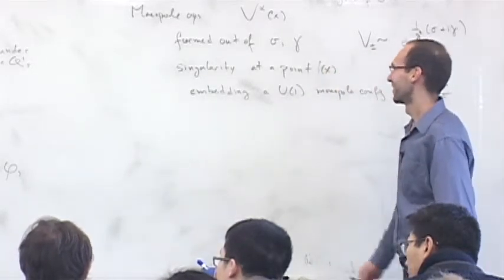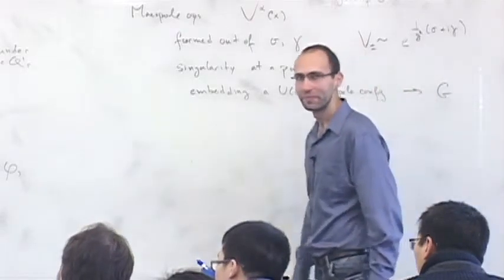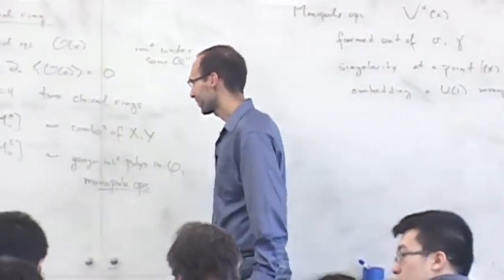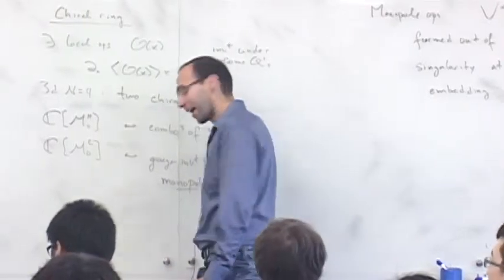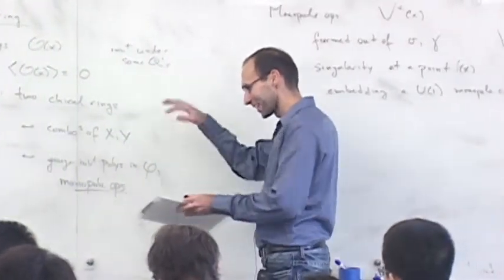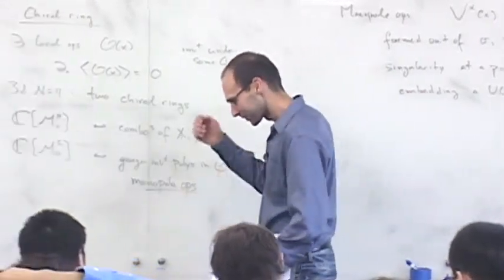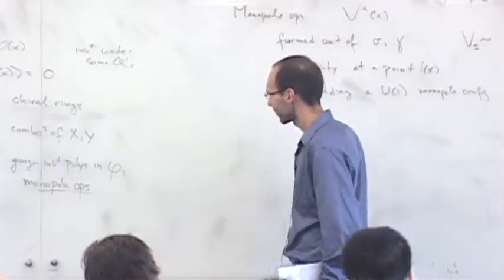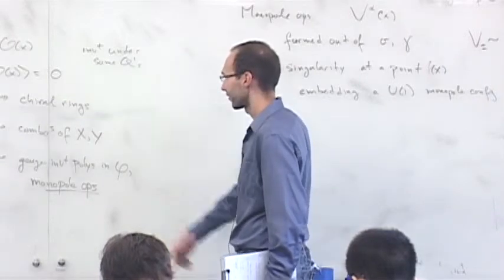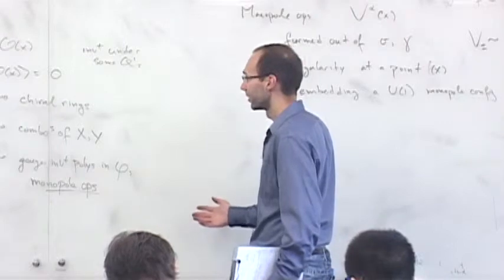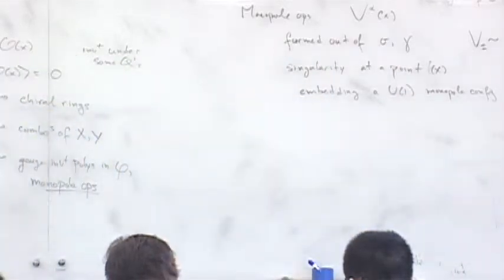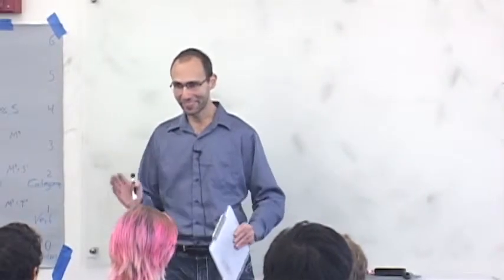Take a loop, put a line operator on some random loop. So you certainly do depend on it if you do something very silly, like have a line that wiggles. I mean, it will depend on every single detail of that line. There may be some nice class of line operators in these theories. You need line operators that are preserved under the same supersymmetries as the Chiral ring, and I don't think those exist here. It's a good question.